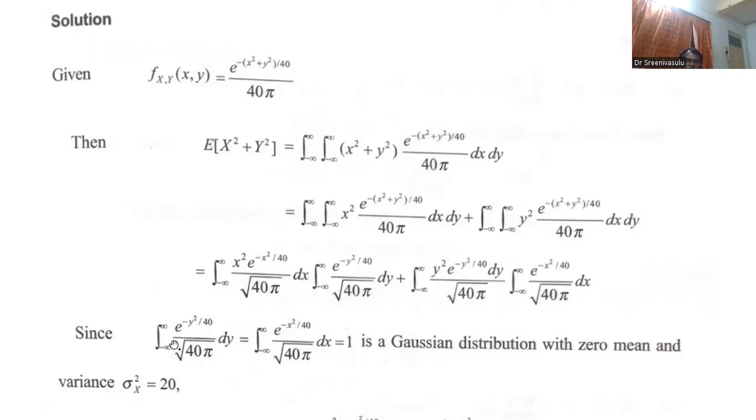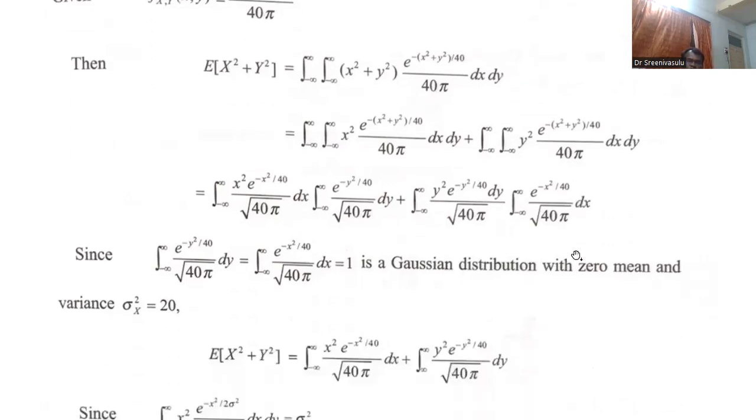You see, from minus infinity to plus infinity, e power minus x square by 40 divided by root of 40 pi dy is equal to the integral from minus infinity to plus infinity of e power minus x square by 40 divided by root of 40 pi into dx, equal to 1. It is a Gaussian density function with zero mean, and the variance is sigma x square, 20. So this value is 1. We know that, so you substitute here.